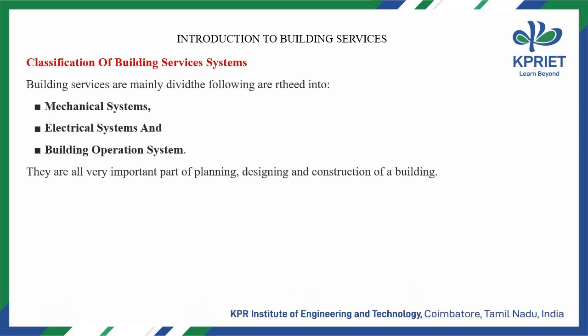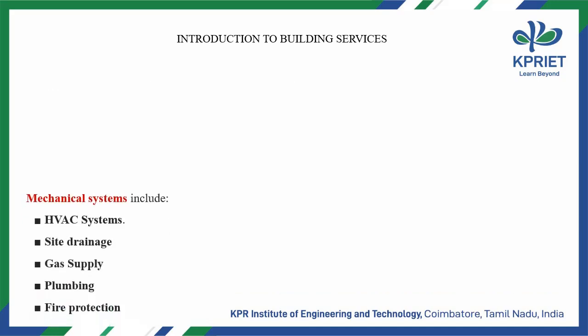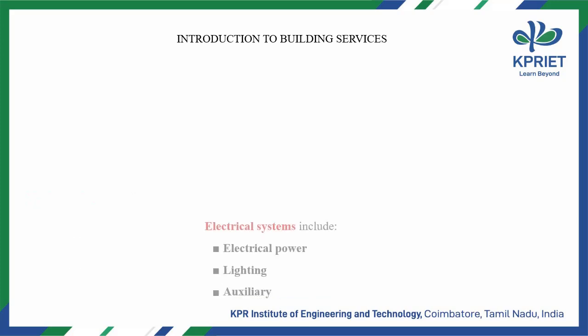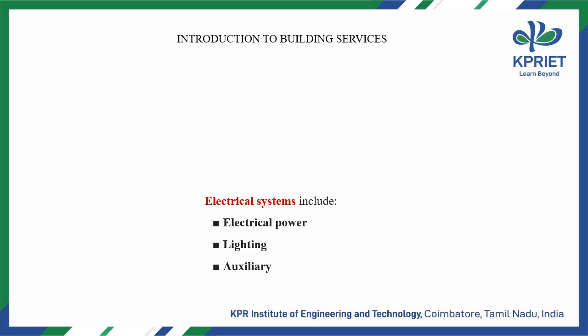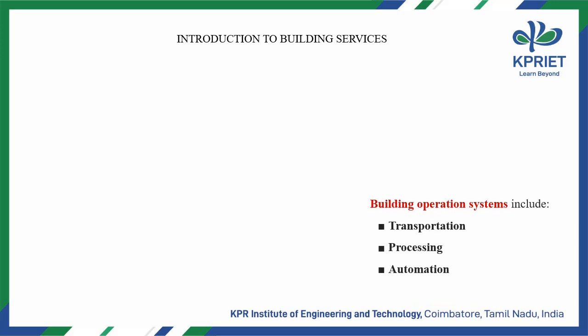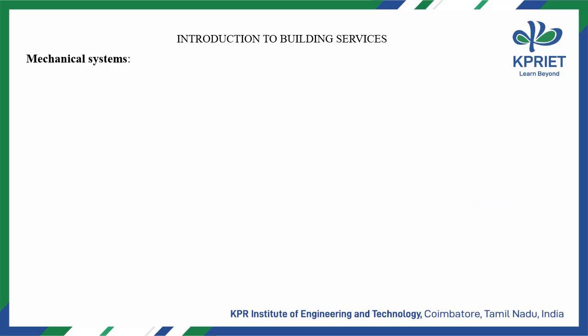The following is the classification of building services systems. Building services are mainly divided into mechanical systems, electrical systems and building operation systems. They are all very important parts of planning, designing and construction of a building. Mechanical systems are further classified as follows: HVAC systems, site drainage, gas supply, plumbing, fire protection. Electrical systems are classified as electrical power, lighting, auxiliary. And finally, building operation systems are transportation, processing, automation. Further, we will discuss the various mechanical systems in detail.